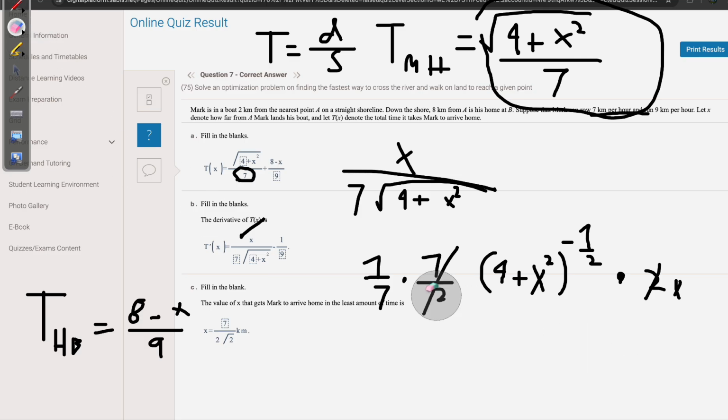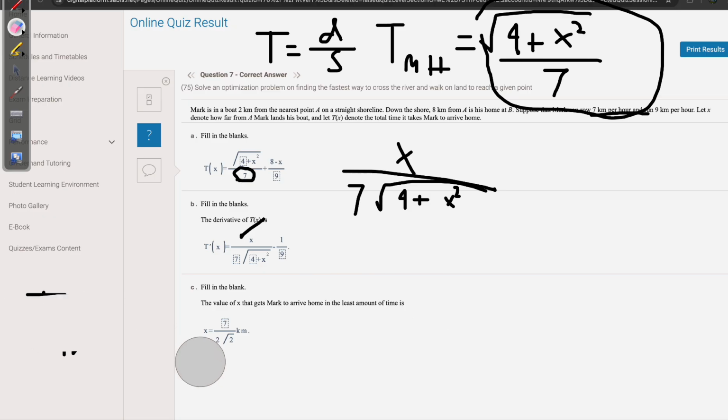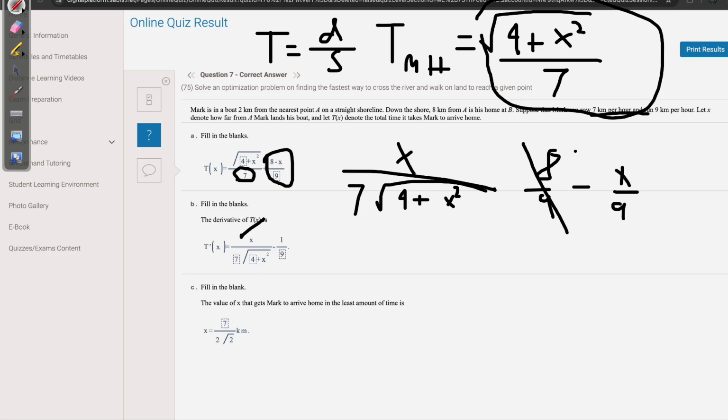Now for the 1 over 9 part, they want us to derive the 8 minus x over 9. So for this, we're gonna split it into 2. So 8 over 9 minus x over 9. 8 over 9 will go, because the derivative of constants that are added or subtracted is 0. And then for the negative x over 9, x just becomes 1, so negative 1 over 9.